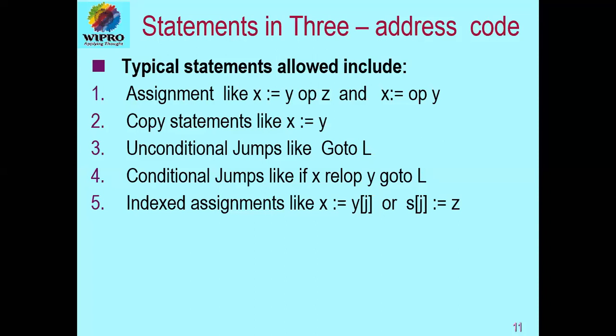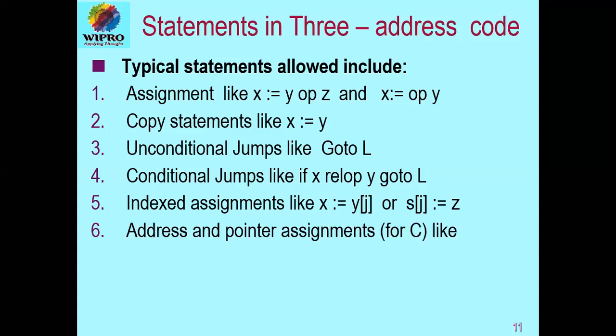That is, an array element is assigned with a variable value. That can be done. We should solve some problems regarding this. We shall do that. What and all can be represented using three address code? Pointers can be represented. If you remember, a pointer involves indirect addressing. That also needs to be represented using three address code.